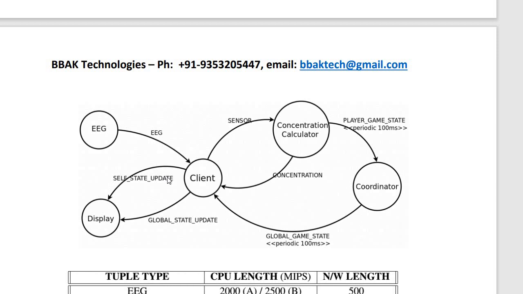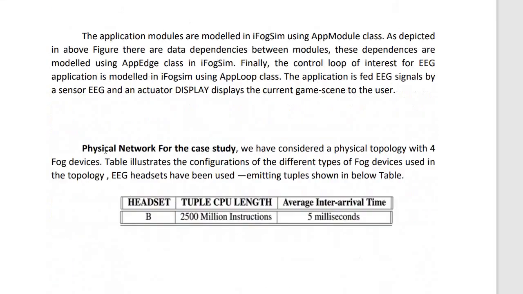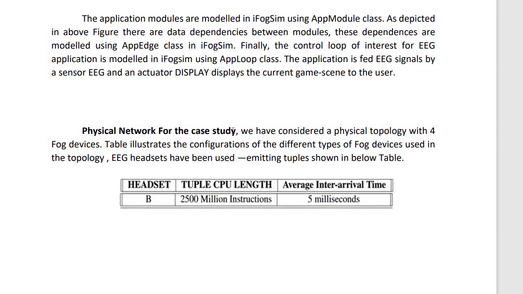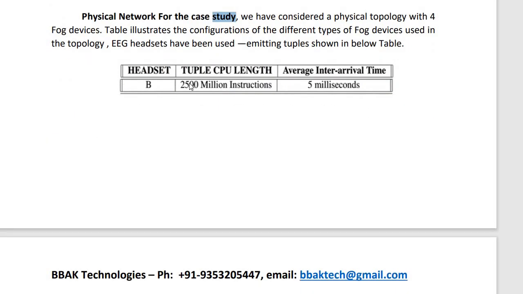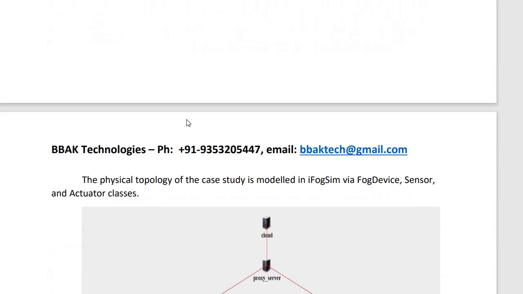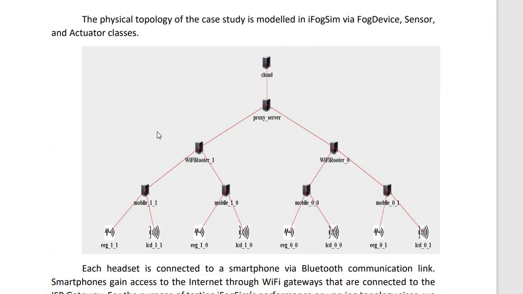So this is the software design, and this is a data flow diagram kind of thing. Now we will discuss how the IoT infrastructure will look. This is called the physical network for the case study. For this particular case study, there will be a headset. See, there is a headset. It is capable of a certain number of million instructions, and it sends every 5 milliseconds. So the physical topology of the case study is modeled in iFogSim.